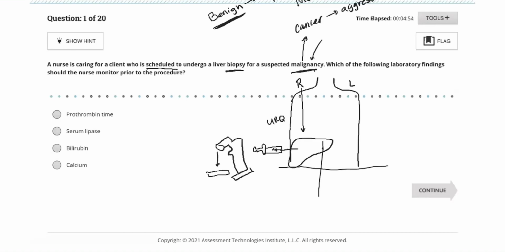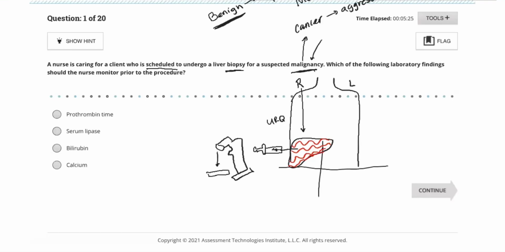So again, this patient's having this procedure, or they're about to have it. A nurse is caring for a client who is scheduled to undergo a liver biopsy for a suspected malignancy. Which of the following laboratory findings should the nurse monitor prior to the procedure? Now, listen, when it comes to a liver biopsy, Mr. Tayo, there's a lot of blood supply in there. The liver is one of the most vascular organs that we have. That means that there's a lot of blood supply in there.